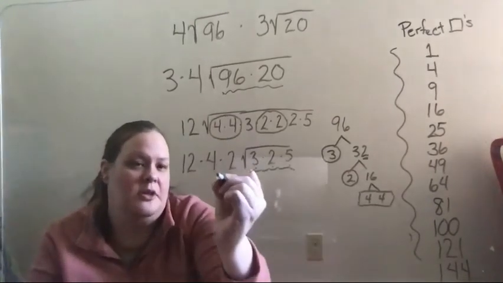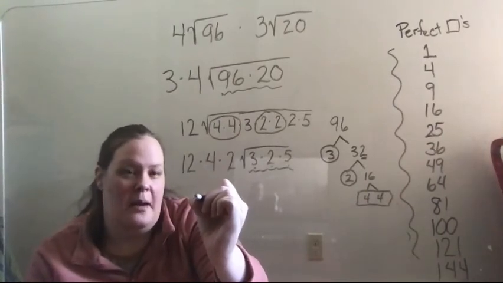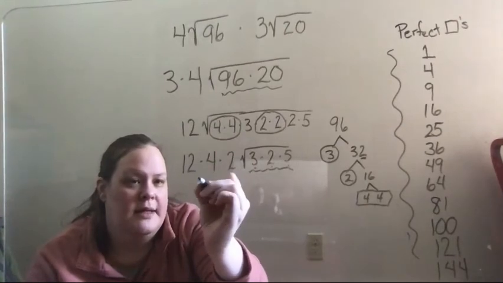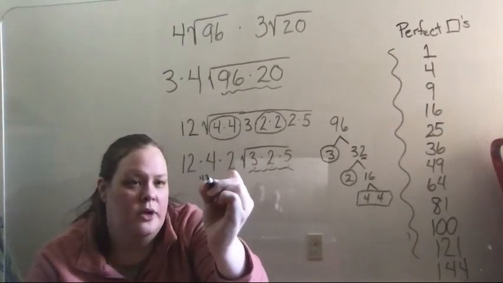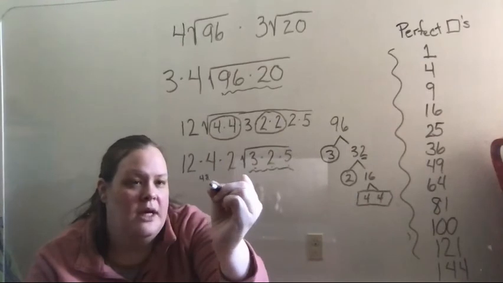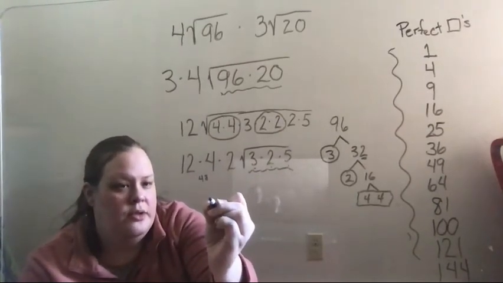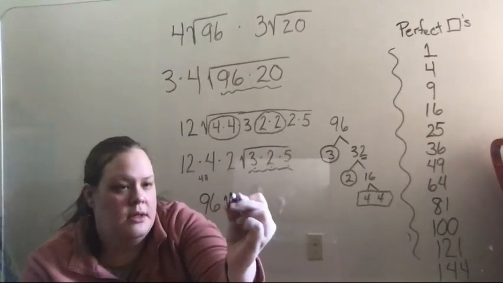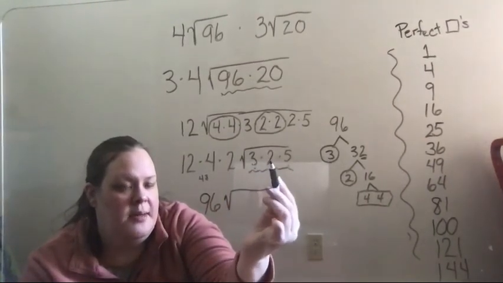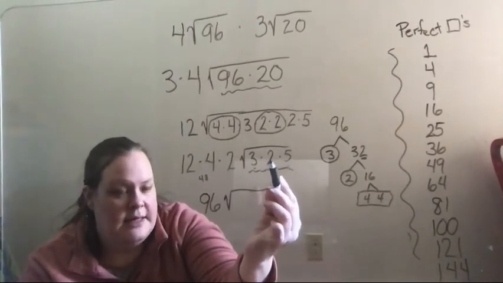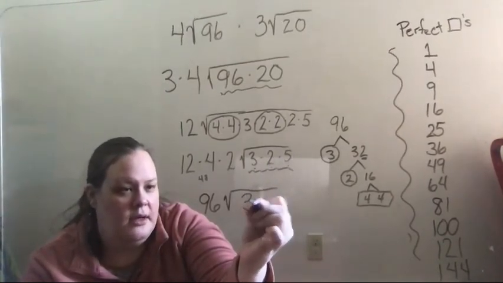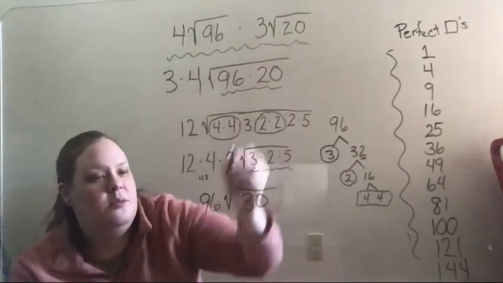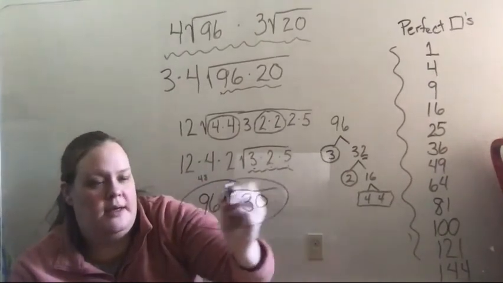Okay, so now we just need to multiply and get this back to a number. So 12 times 4 is 48. And 48 times 2 is 96. And then inside I have 3 times 2, which is 6. And 6 times 5, which is 30. So when I start with these two things to multiply, I'm going to end up right here.